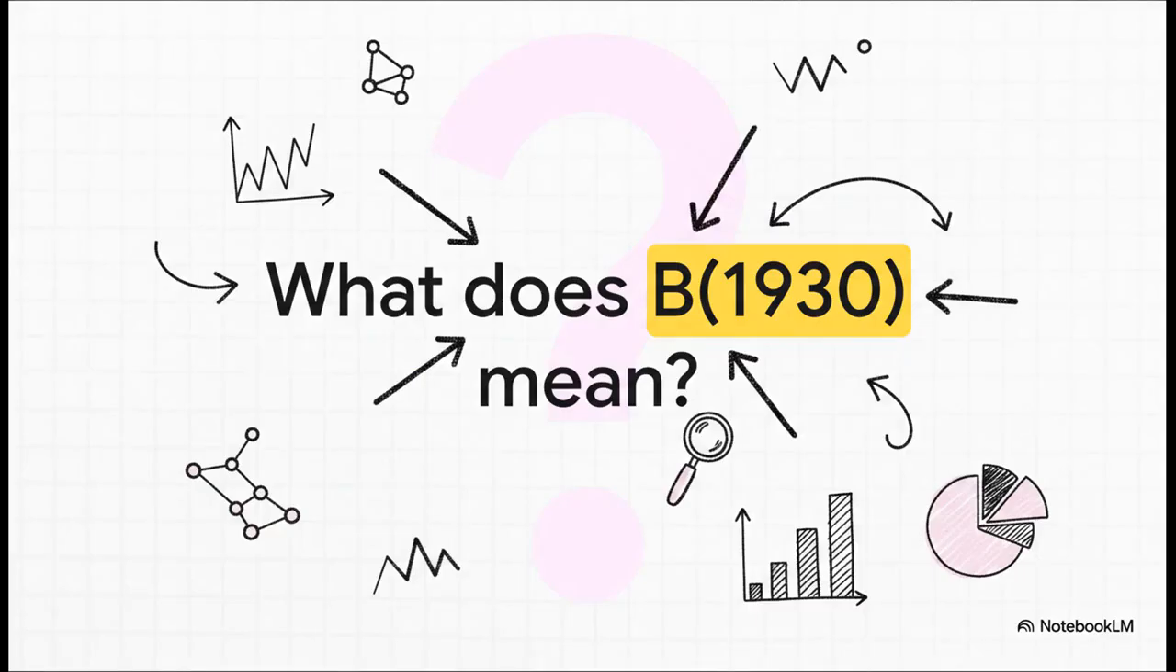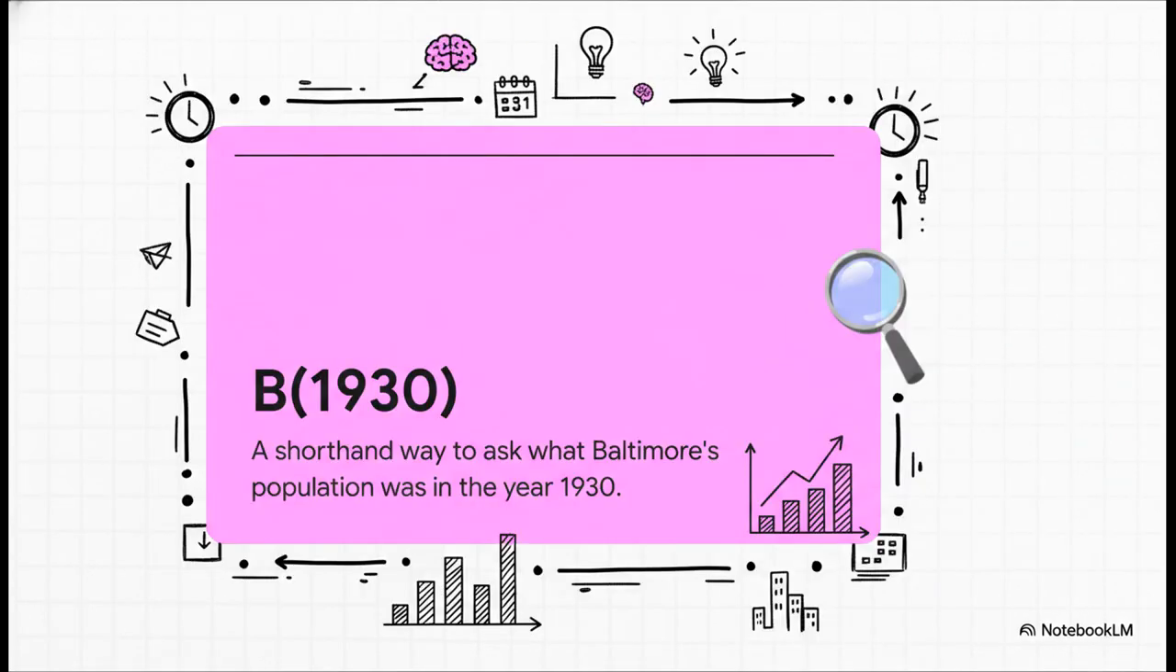Okay, you're going to see notation like this sometimes. B, then 1930 in parentheses. I know, it looks like scary math homework, but trust me, it's not. It's actually just a really simple question wearing a disguise. That's it. All B of 1930 is asking is, hey, what was Baltimore's population back in the year 1930? See, it's just shorthand. It's how we pinpoint one specific moment in the story of this graph.